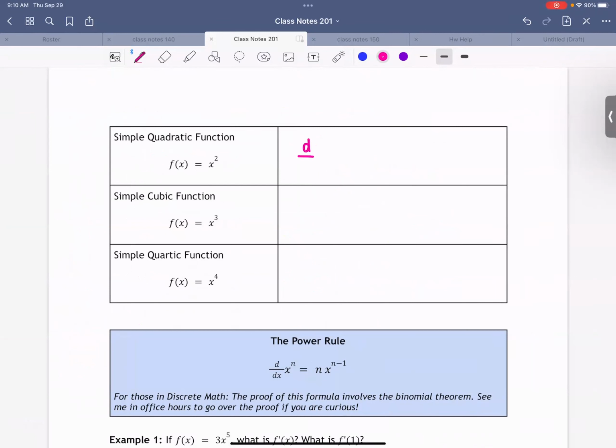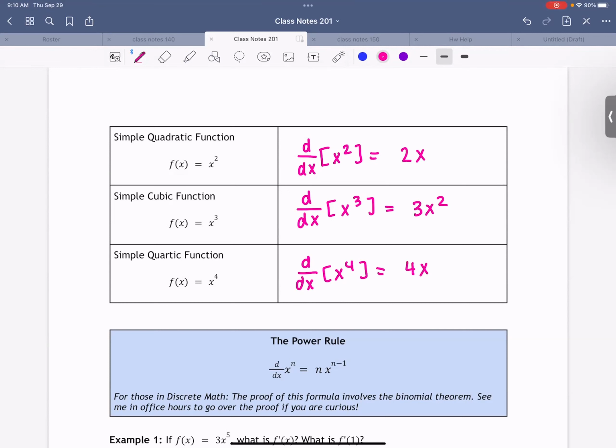So let's say I want to find the derivative of x squared. I'm going to give it to you, and we'll try to see if we can come up with a pattern. The derivative of x squared is going to be 2x. The derivative of x cubed is 3x squared. And the derivative of x to the 4th is 4x cubed. What's the pattern going on here?